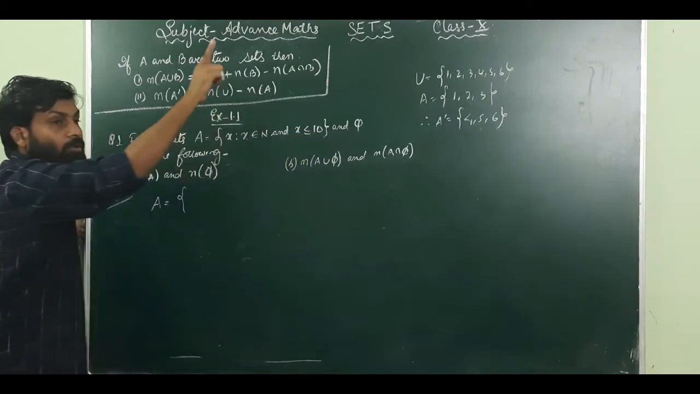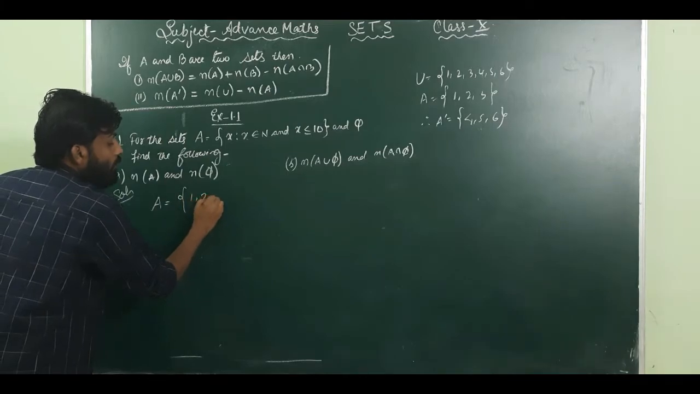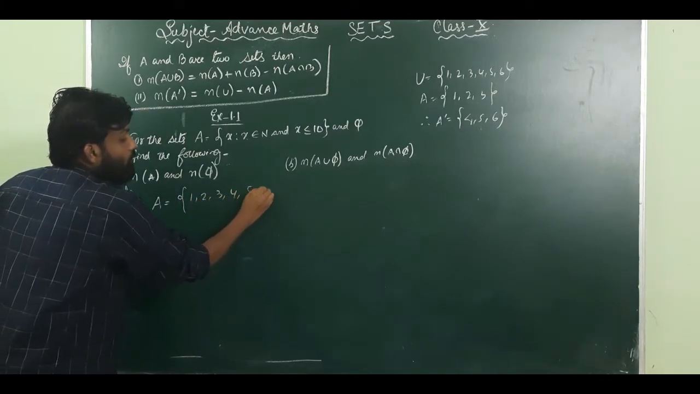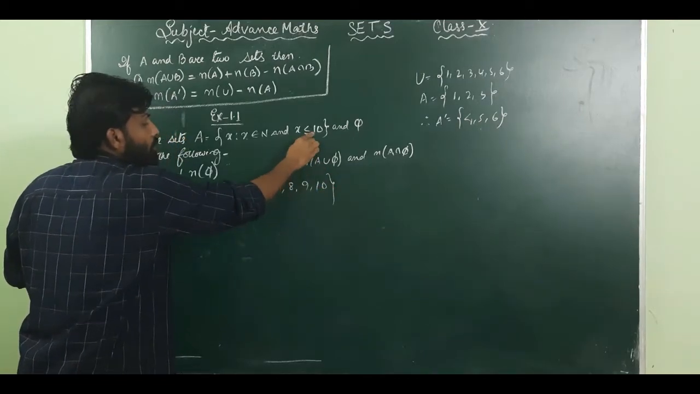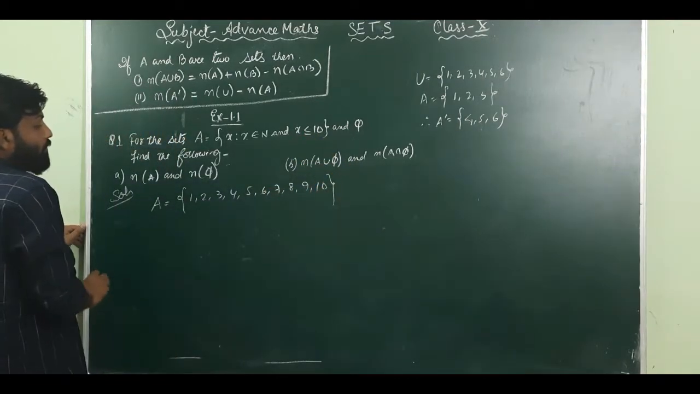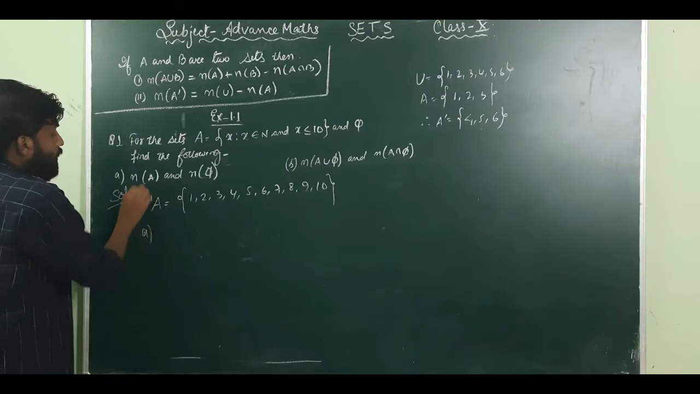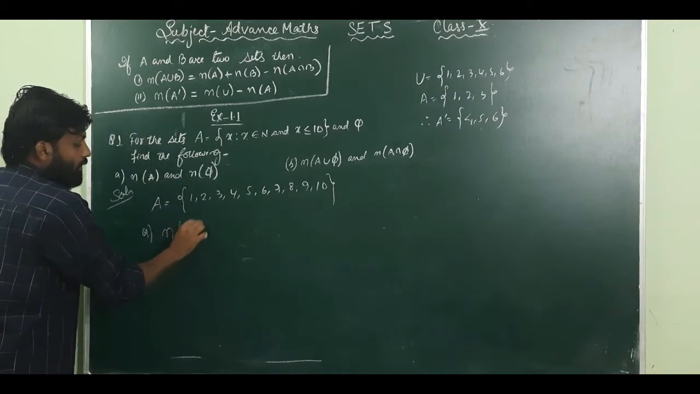That means x would be your natural number. Then it can be 1, 2, 3, 4, 5, 6, 7, 8, 9 and 10. Since it is less than or equal to 10, you have to write 10 here. Okay. Now for part A, they are asking to find the number of elements in A.